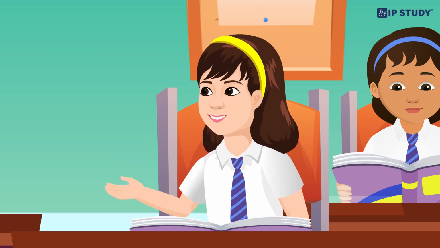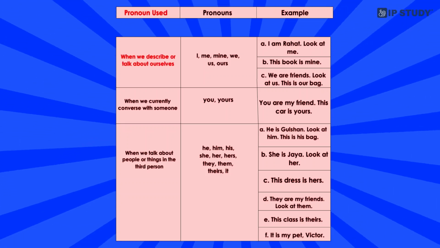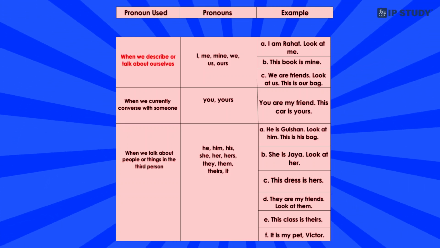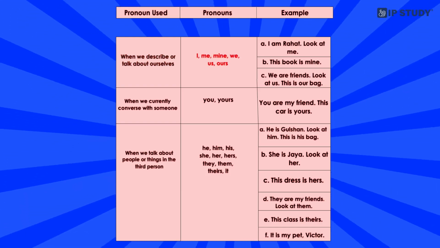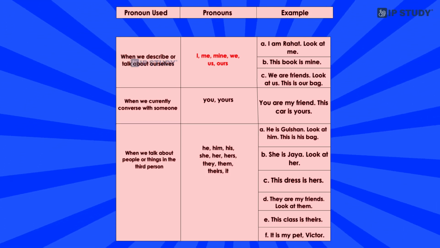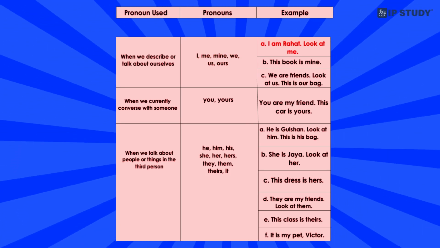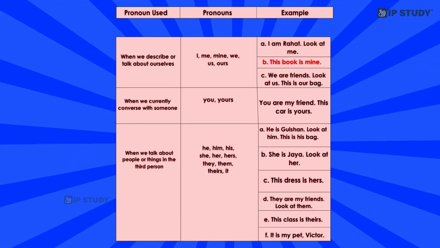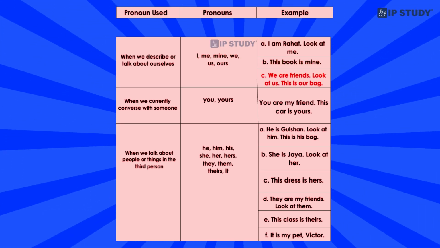Here's a table for better understanding. Pronouns are used when we describe or talk about ourselves: I, me, mine, we, us, ours. Example: I am Rahat, look at me. This book is mine. We are friends, look at us, this is our bag.